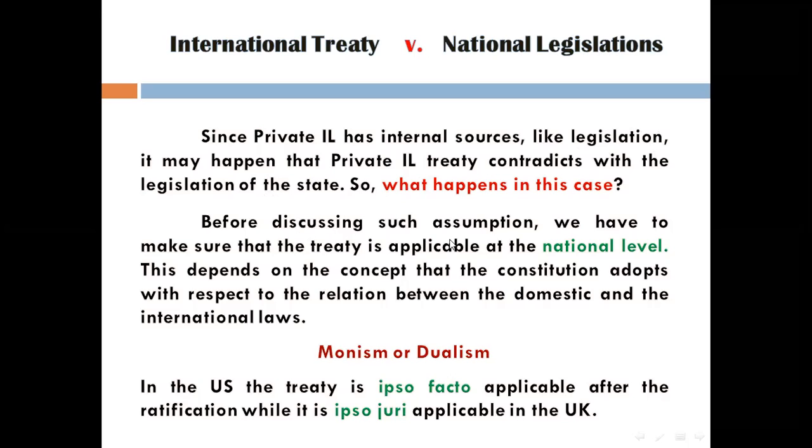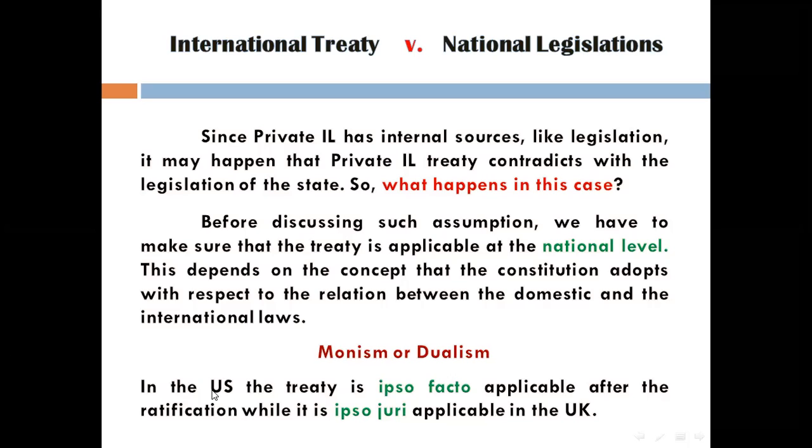Well, before discussing such an assumption, we have to make sure that the treaty is applicable at the national level. And this actually depends on the concept of monism or dualism that the state adopts, as I told you before. So we have to look to the constitution of the state to see what concept regarding the relation between national law and international law the constitution adopts, whether it is monism or dualism. Because in the US, for example, the treaty is ipso facto applicable after ratification because it adopts the monism principle, while it is ipso iure applicable in the UK since it adopts the dualism system.